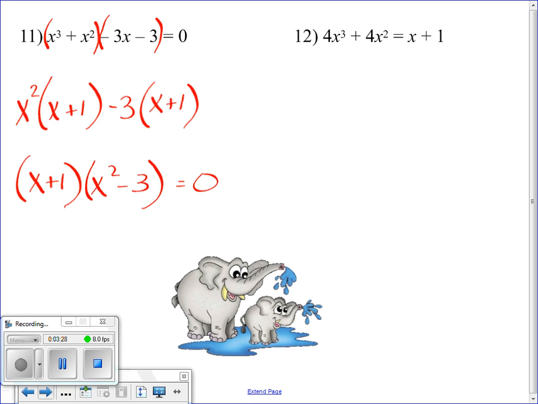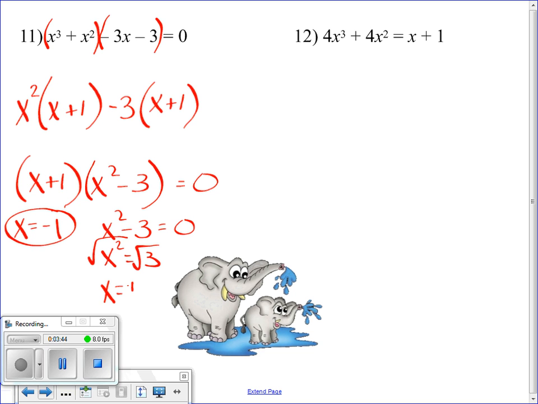All right, so then we just solve like normal. X equals -1. Good. This one, again, might need a little work here. So x squared equals 3, square root, plus or minus radical 3. If you can do that in your head, kudos.